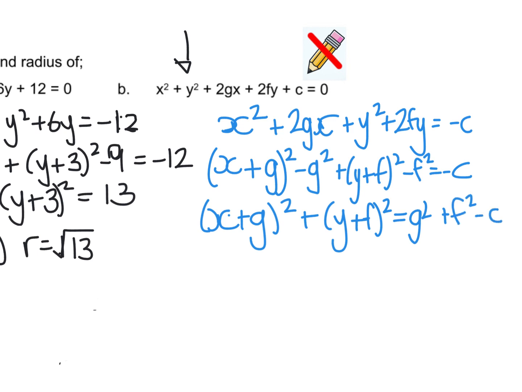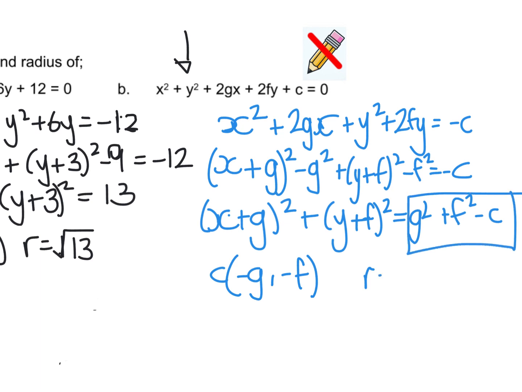Now from that I've got letters where numbers would be. You would tell me the centre would be the opposite of plus g, so minus g. You would tell me that the other part of the centre would be the opposite of plus f, so it would be minus f. And then to do the radius, remember r squared is this whole bit here. So my radius is the square root of g squared plus f squared minus c.